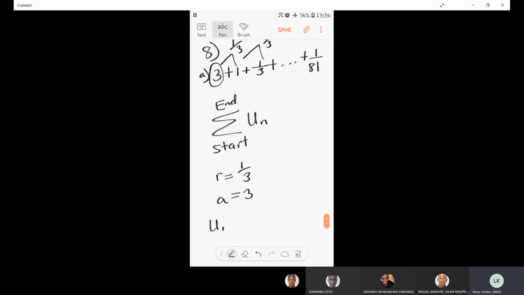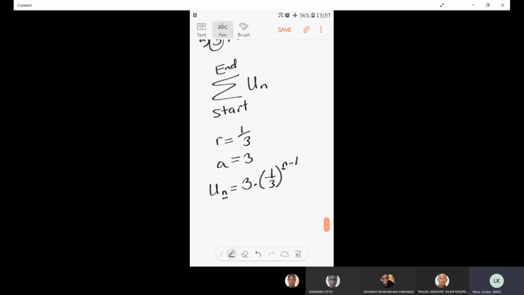Now I need to find the formula for the nth term. So u_n is equal to a, which is 3, multiplied by r, which is 1/3, to the power of n minus 1. Here the letter that you use, whether you want to use n, t, k, l, it doesn't matter, as long as you show that you have a variable. Then you cannot simplify it any further, so you just leave it as it is.